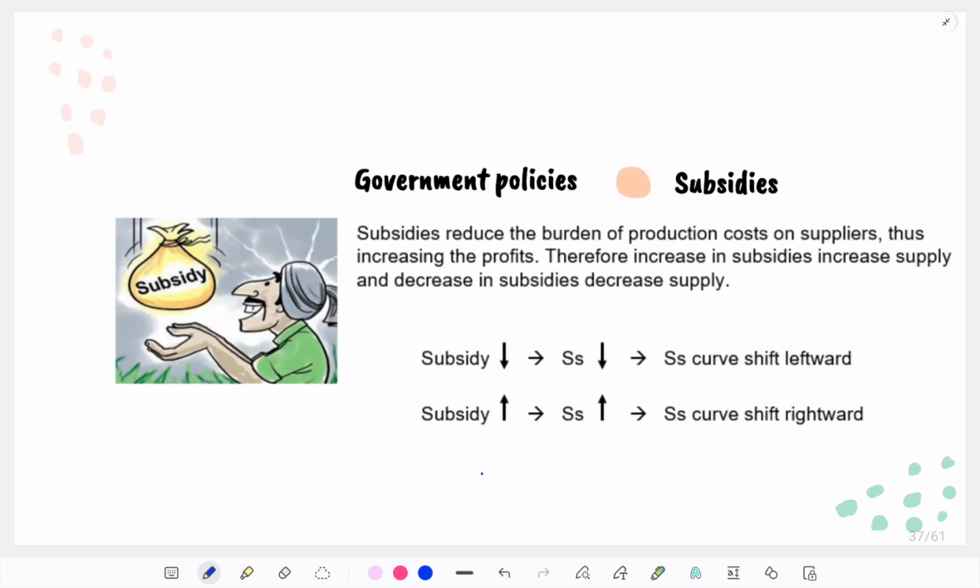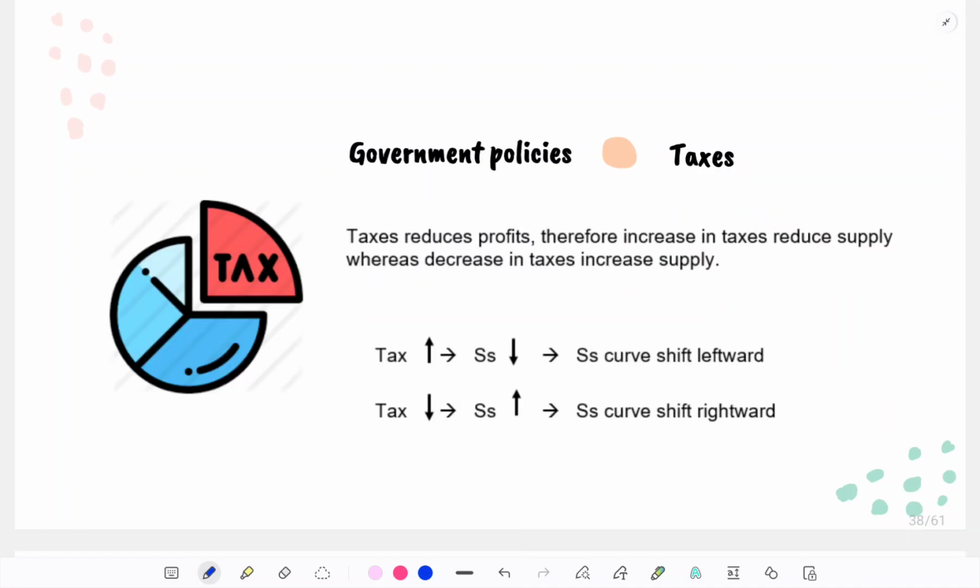But when the government eliminates or reduces the amount of subsidy, the burden on the sellers will be higher and it will reduce the production of supply and our supply curve will shift leftward. The second type of government policy is tax.